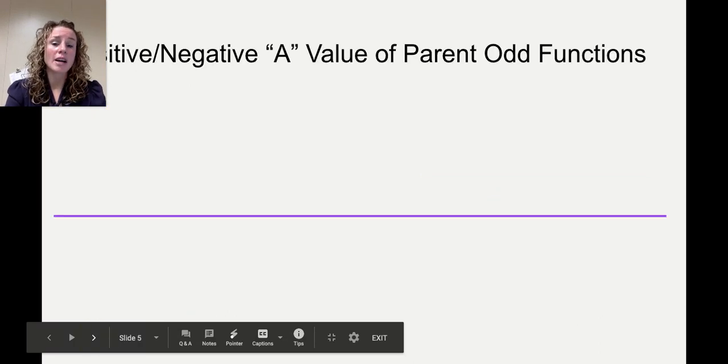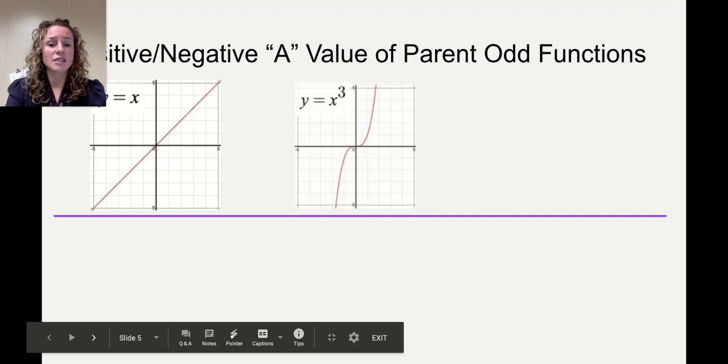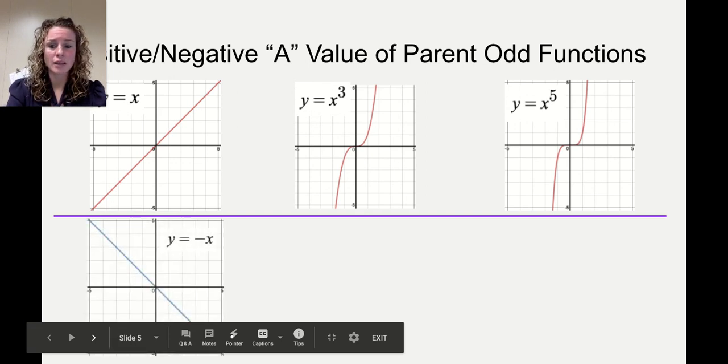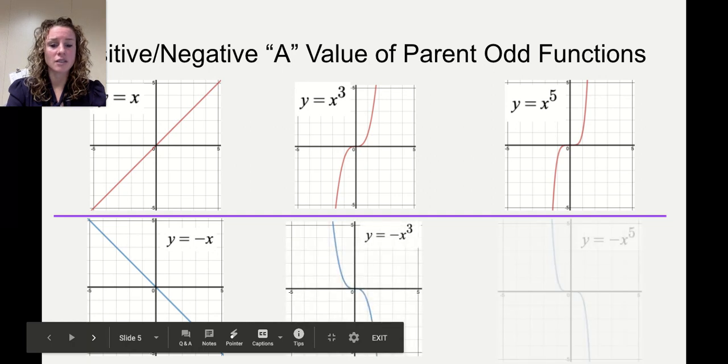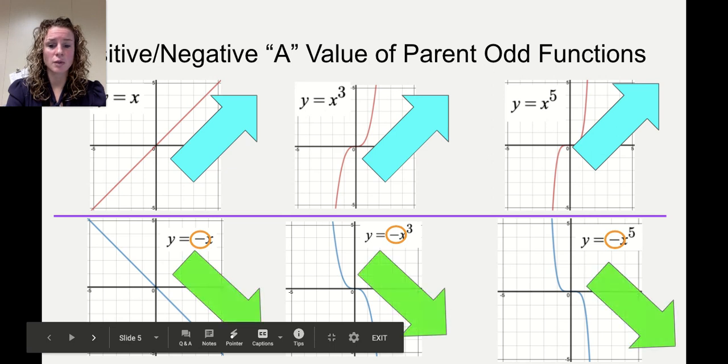Now let's look at positive versus a negative a value or leading coefficient, that number out front of our parent function. Okay, so let's take a look at our odd functions. So remember, this is our line, this is our cubic, and our quintic. Okay, notice here, they all go up as we go right. Okay, here are the same functions, but notice they have a negative in front there. Okay, so these ones all go up as we go right. These ones that have the negative in front all go down as we go right.